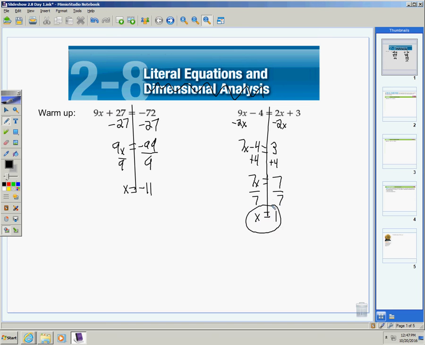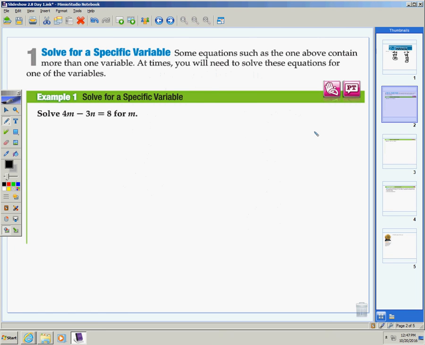And the good news is, if you understood how to solve these two equations, you're going to do just fine today. Because today we're going to be solving equations, but we are going to have more than one variable in them. But all we're going to do is solve them for a specific variable.